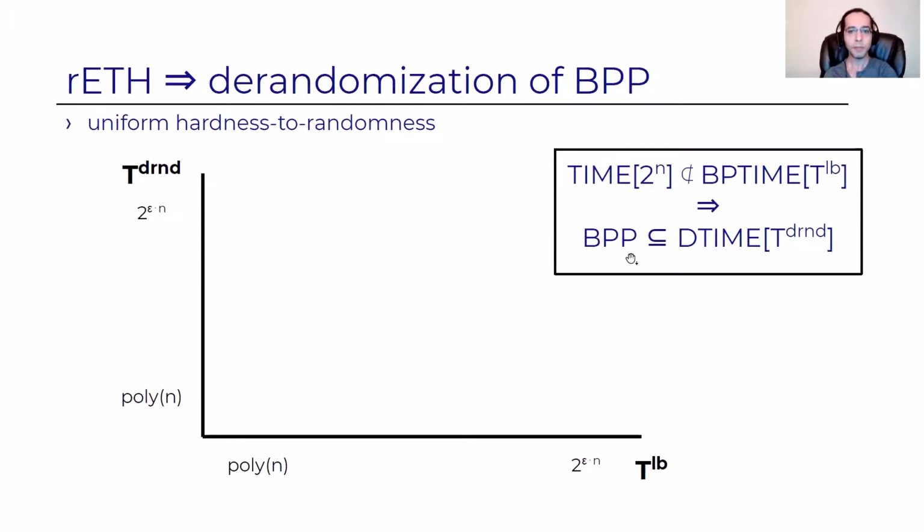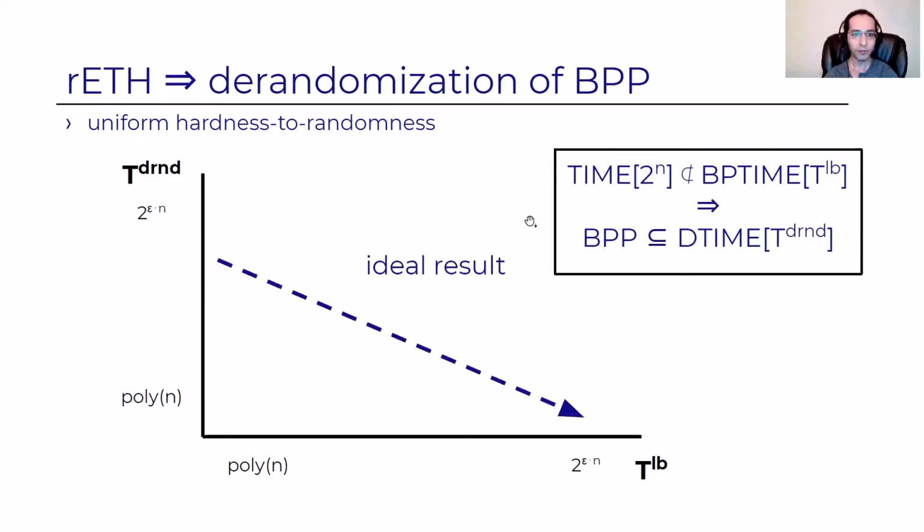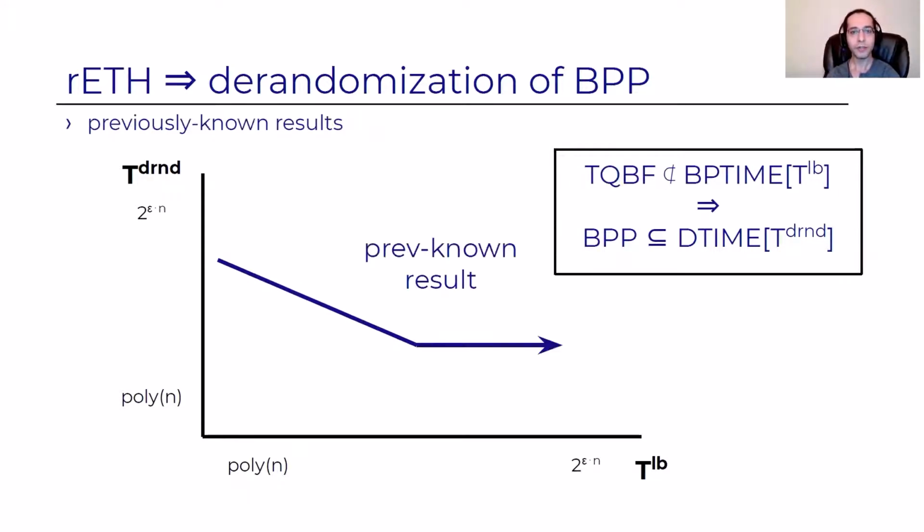And we deduce that BPP can be simulated deterministically on average in time T_Derand, which is T of the derandomization. And we expect the graph to look like this. The stronger the lower bound, the faster the derandomization. Now, unfortunately, prior to the current work, what was known looked as follows.